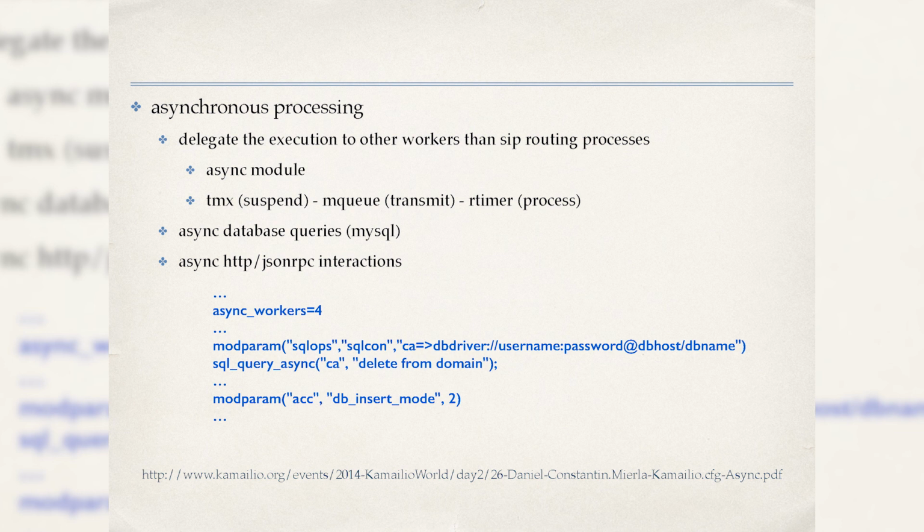For the APIs, if you have external APIs, we have JSON RPC, which does a kind of suspend and send out. Meanwhile, the SIP worker process can do anything. We get a response back, we resume the invite, and then we send it out.